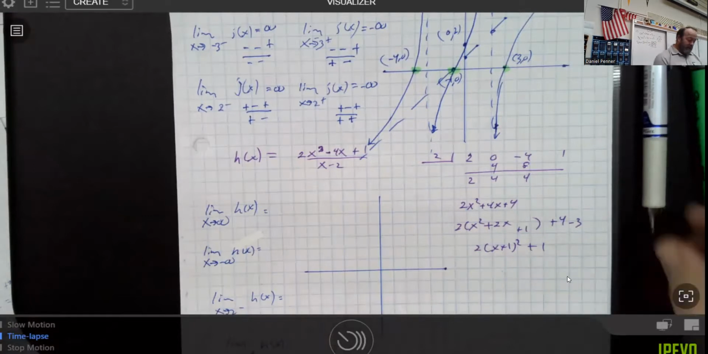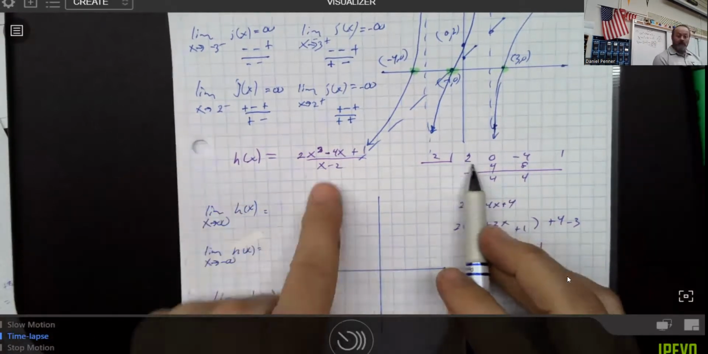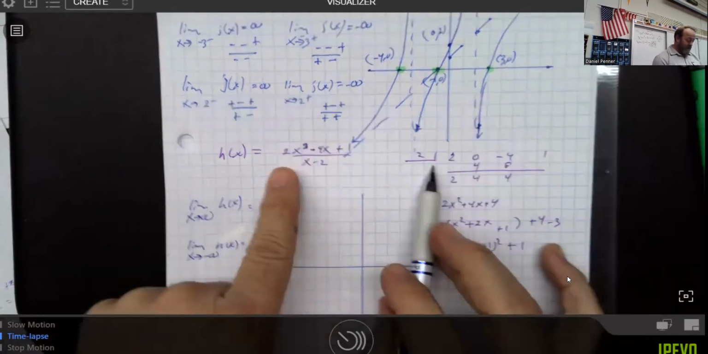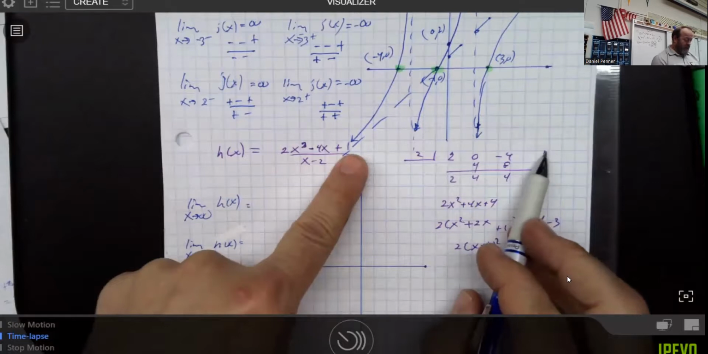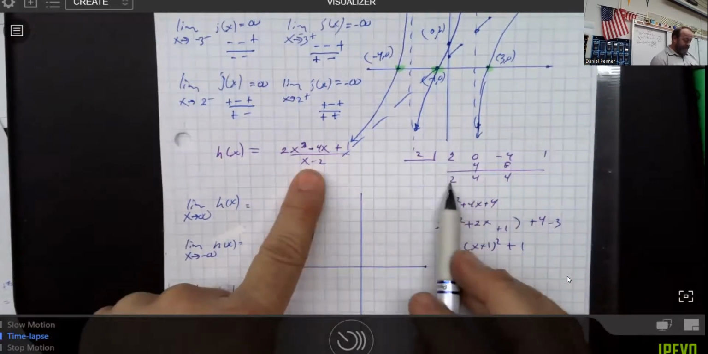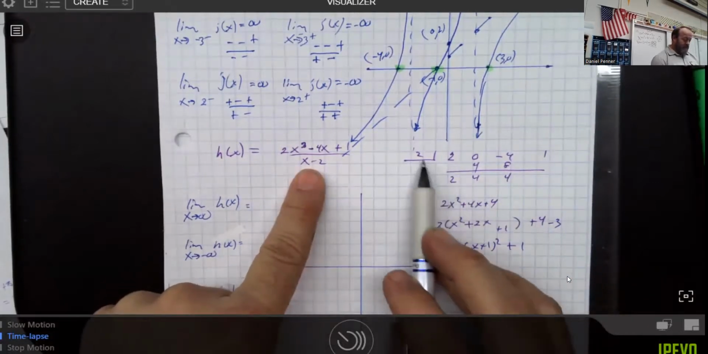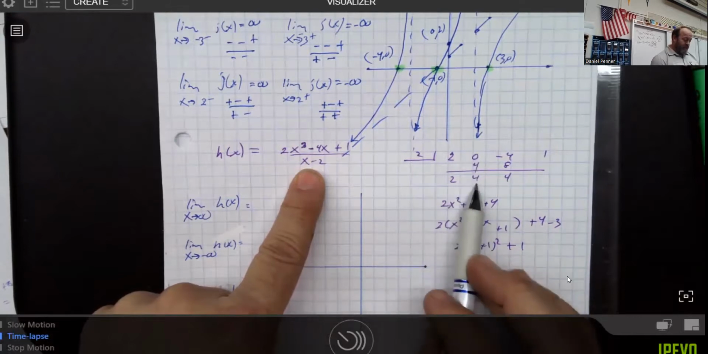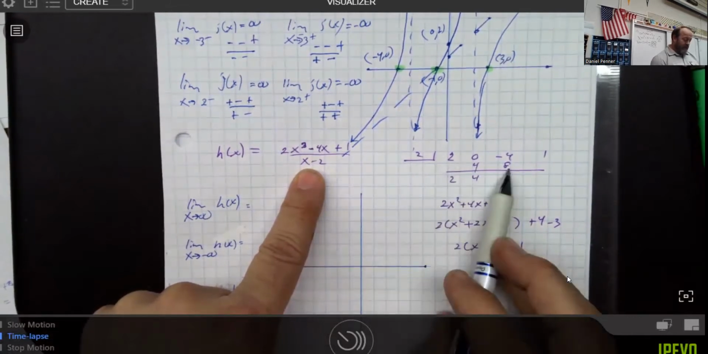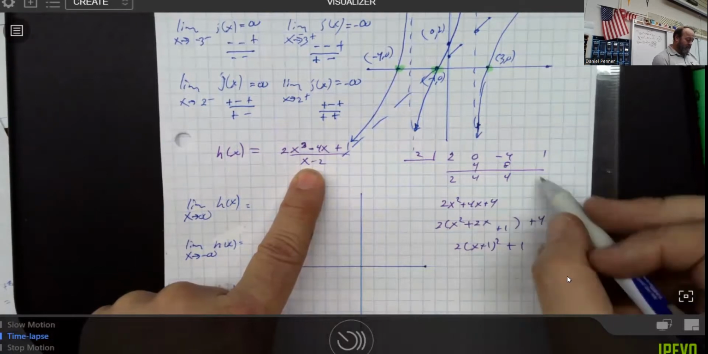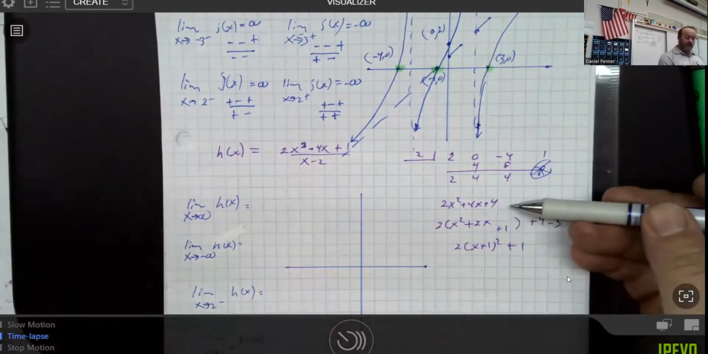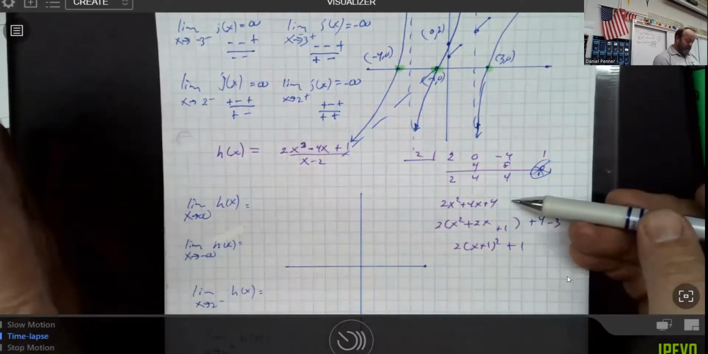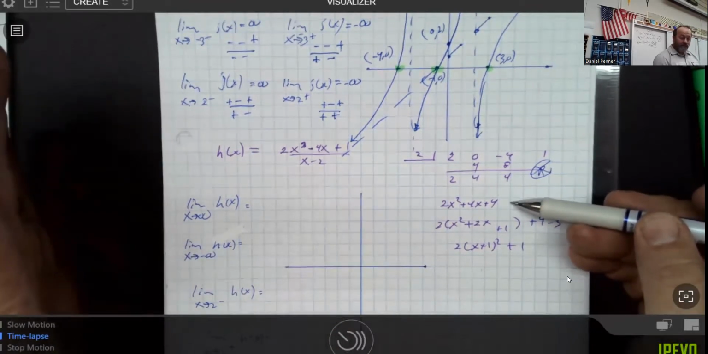Now, what I did is I came over here to the side and front loaded this to make it faster. I had 2x cubed, no x squared, 4 x's, and a constant. I divided by 2. And so 2 times 2 is 4. Add gives me 4. 2 times 4 is 8. That gives me 4. And again, this is my remainder, which we're going to throw away anyway. So I have this nice little parabola, which is y equals 2x squared plus 4x plus 4.